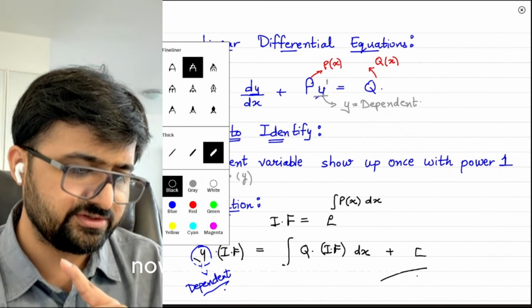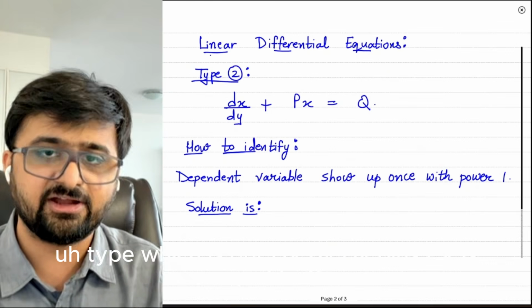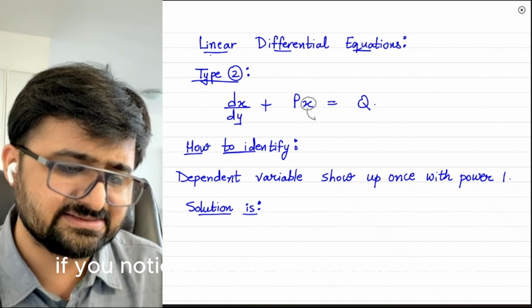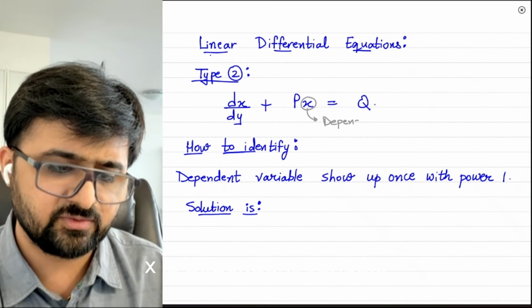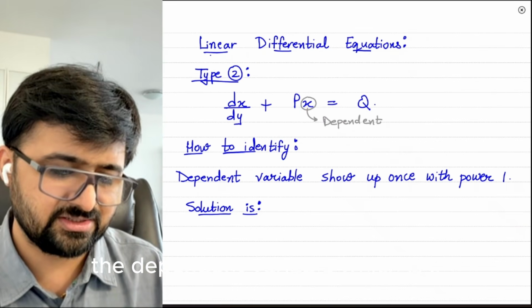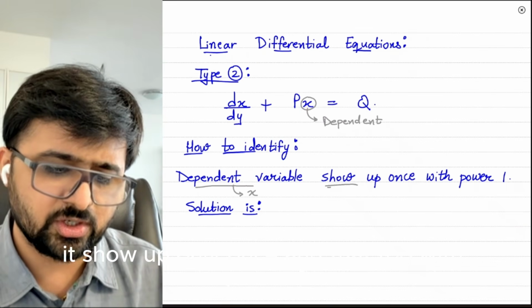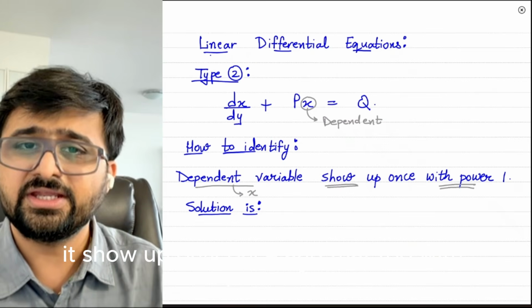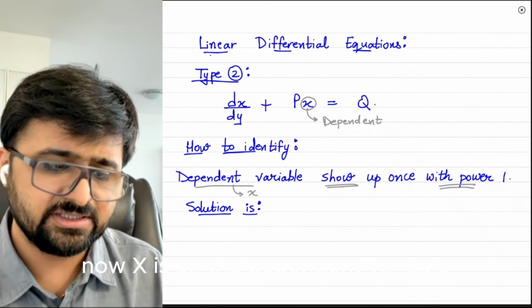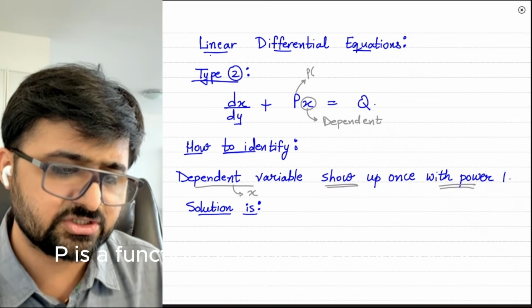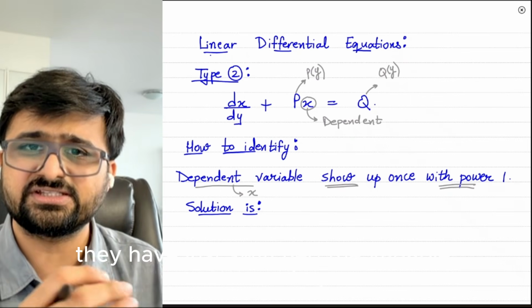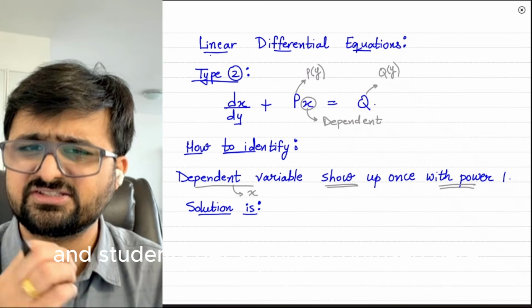All right, now let's move on to the next type, which is dx by dy plus px is equal to q. Here if you notice, x is the dependent variable, and it occurs only once with power 1. So you immediately know that instead of y, now x is the dependent variable, and obviously here p is a function of y and q is a function of y. It's the exact same approach. They have just switched the variable names, and students get so much confused here.